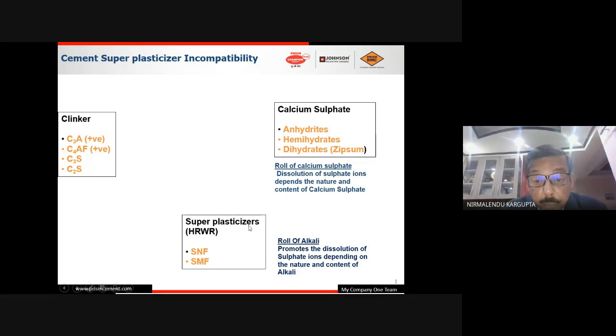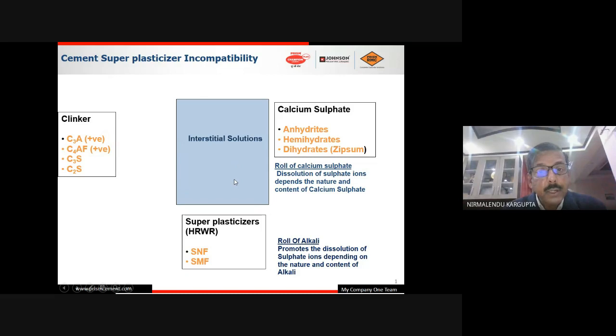And this is the superplasticizer part. I will introduce superplasticizer and the role of alkali. What it does: it promotes the dissolution of sulfate ions depending on the nature and content of alkali. Which alkali has been used, sodium or potassium, on that it depends how it promotes the dissolution. It may be that we added calcium sulfate as dihydrate and gave good quality alkali, then the dissolution rate is increased, maybe.